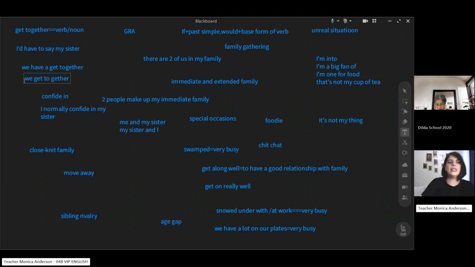So this is actually the verb that you can use when talking about gathering and, for example, special occasions. So we still have family gatherings on special occasions, and we can say we rarely get together, or we often get together and try to spend time with each other.